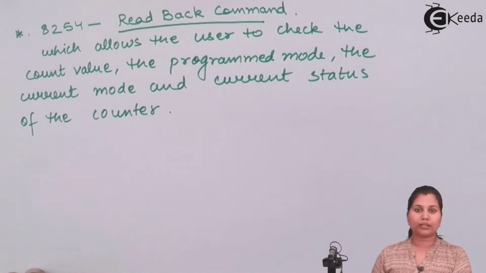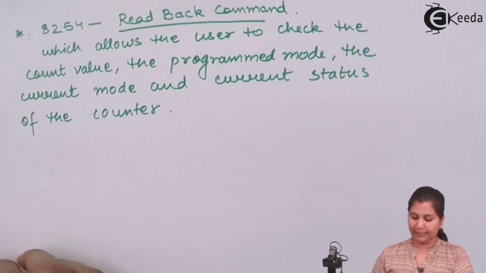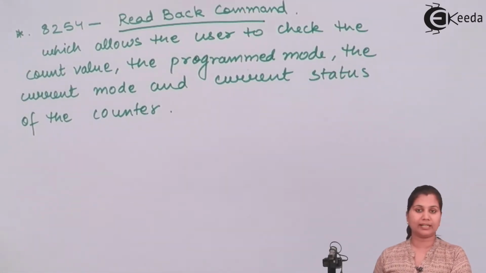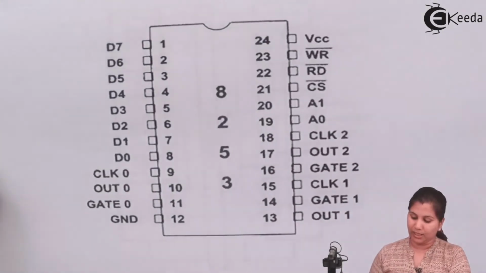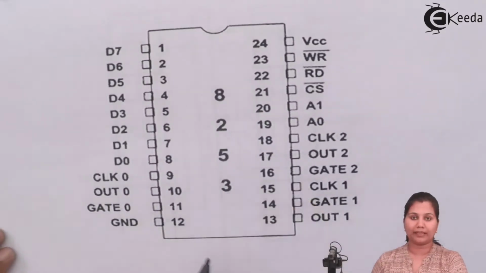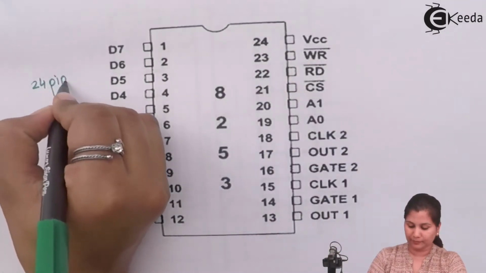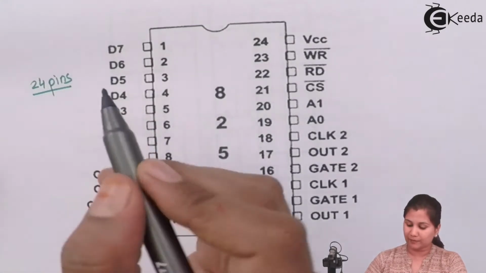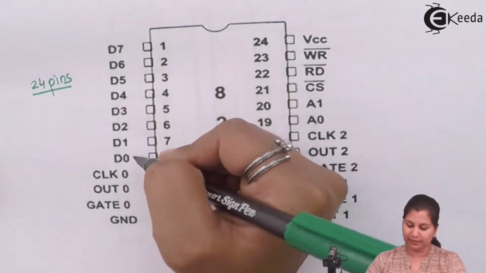So now let's come to the pin description and the block diagram of the programmable interval timer 8253. Here we will study about the 8253 only. Coming to the pin diagram, this is the pin diagram of the 8253. You can see that it's a 24 pin IC. We have 24 pins here. Out of these 24 pins, the 8 pins from 1 to 8 are for the data bus.